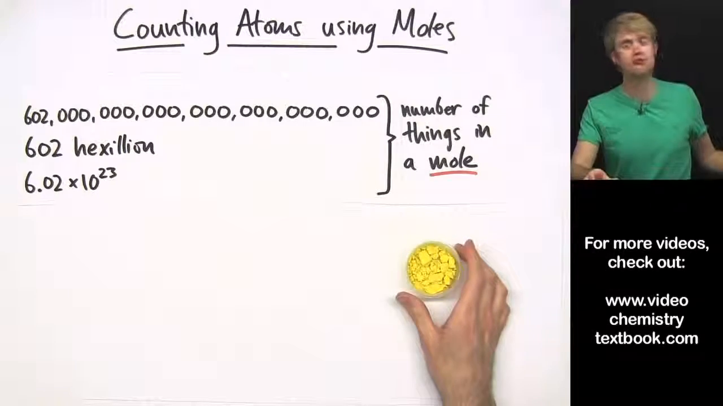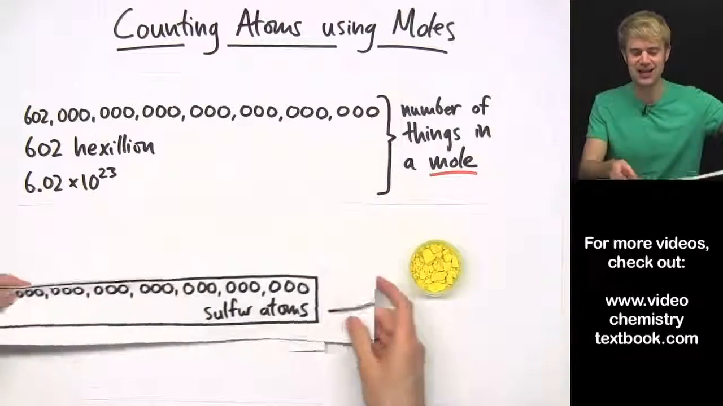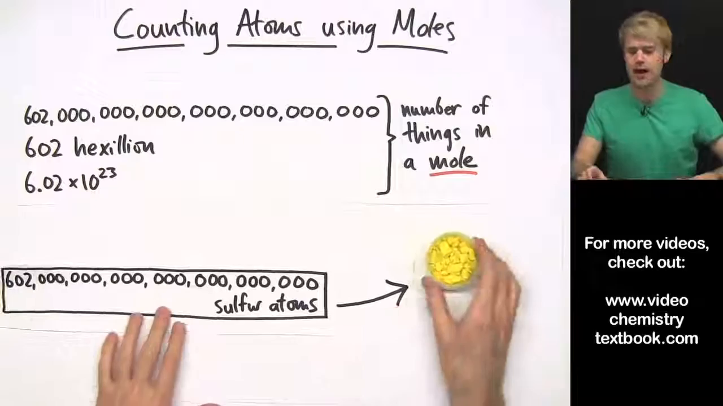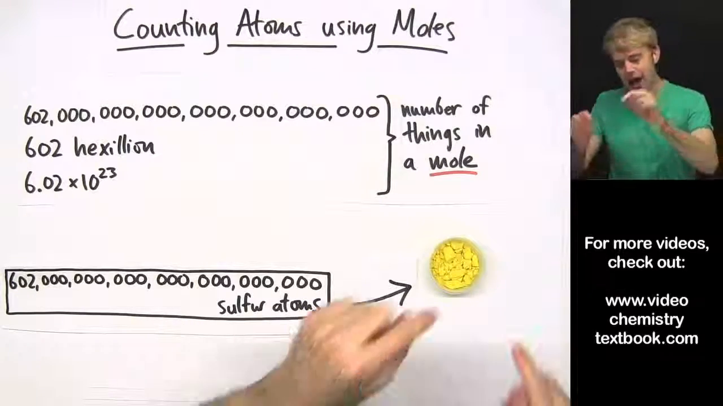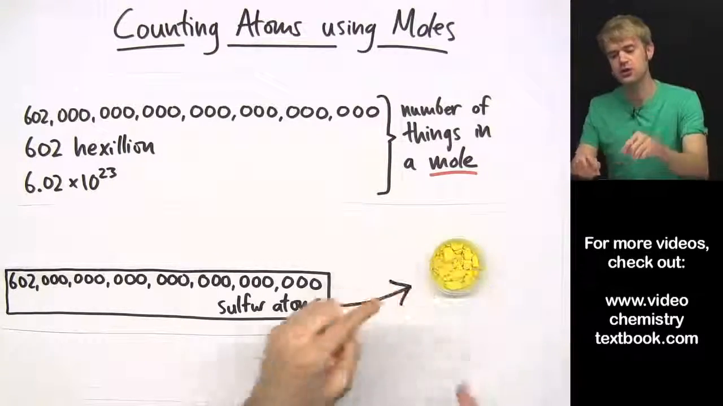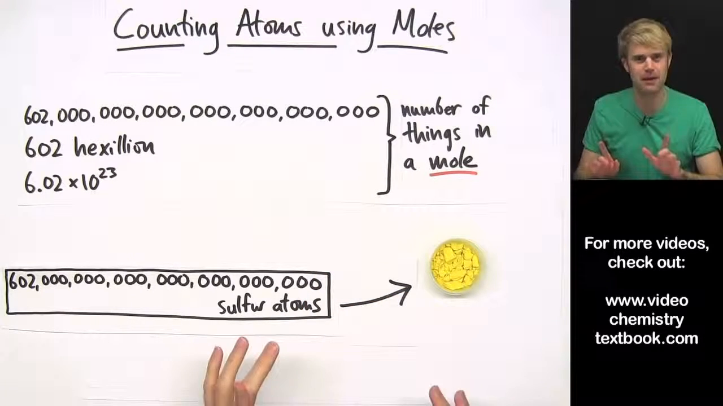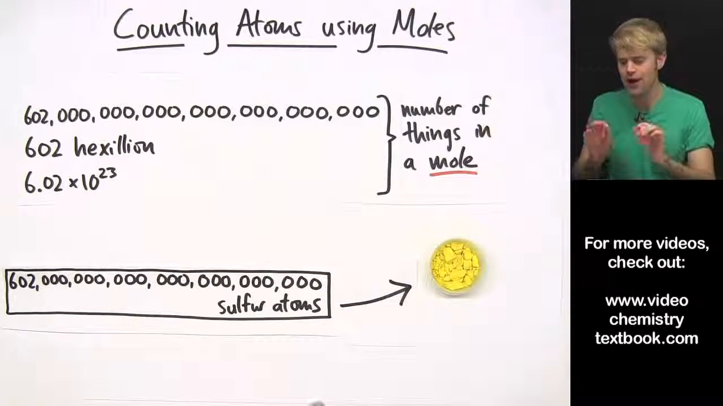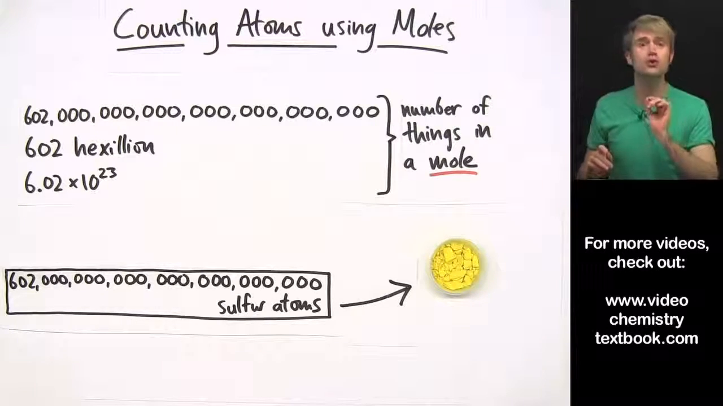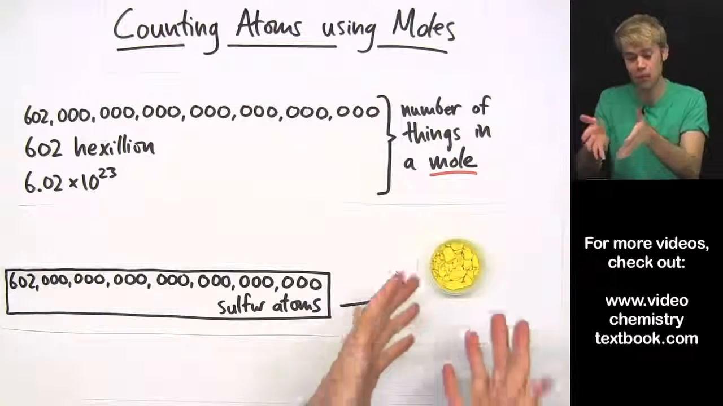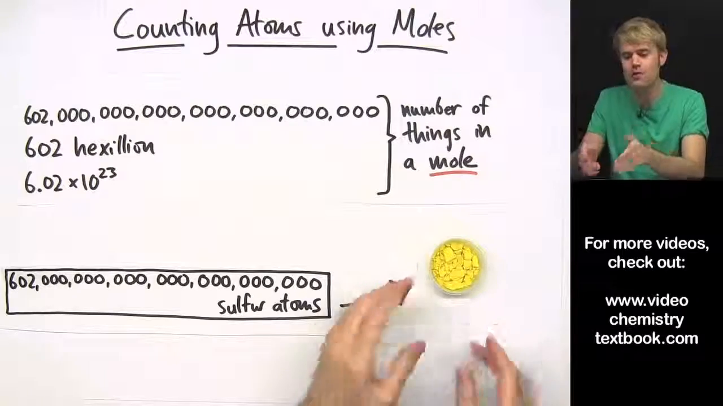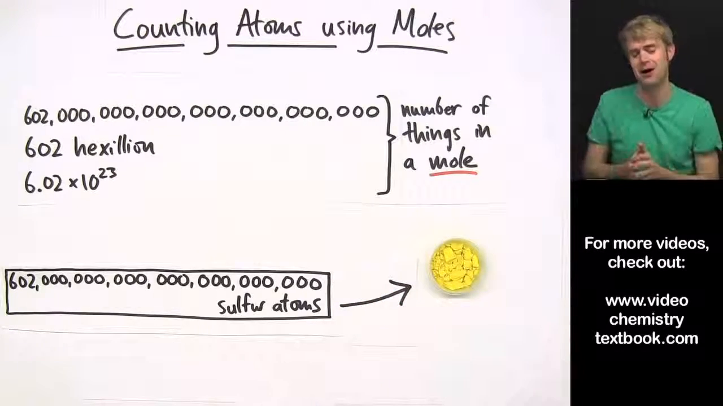Now this is pretty crazy because it's such a giant number of sulfur atoms. Here's my question. How do I know that there are 602 hexillion sulfur atoms here? I couldn't count them out for two reasons. One, atoms are way too tiny. We can't even see them with a very powerful microscope. So there's no way that I could have seen the atoms and counted them out.